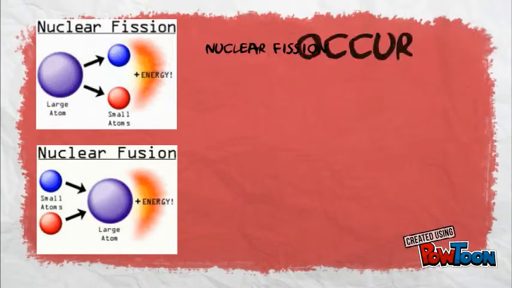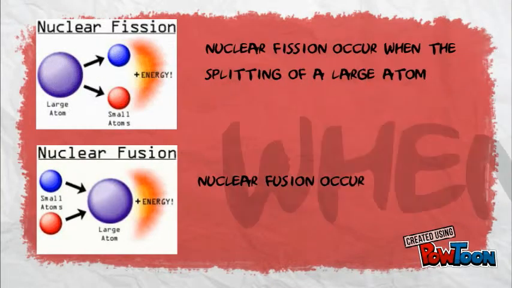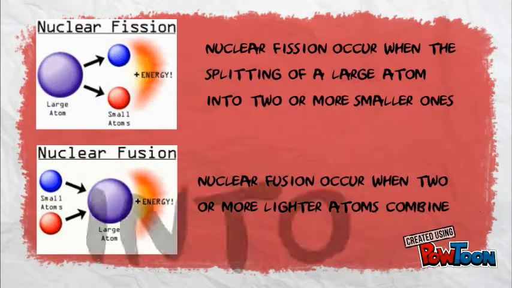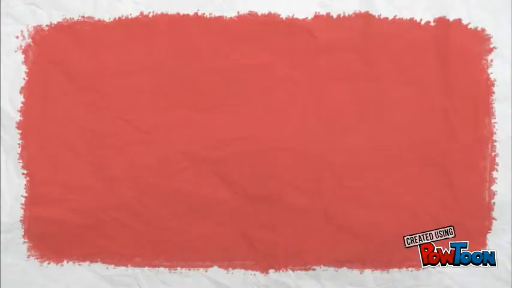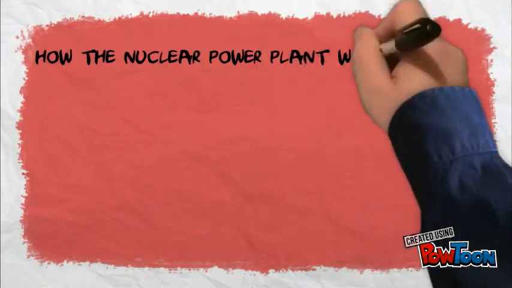Nuclear fission occurs when a large atom splits into two or more smaller atoms. Nuclear fusion occurs when two or more lighter atoms combine into a larger one. Uranium atoms are split and release energy in the reactor.